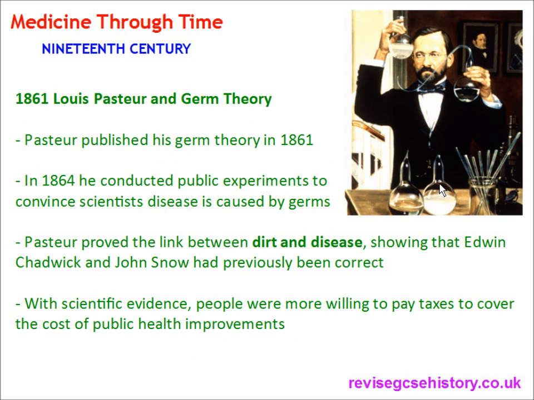So, if you think back to a previous video, we've looked at Louis Pasteur and germ theory. It's relevant bringing his work in here to explain how it was important in the provision of public health measures in the 1800s. So Pasteur published his germ theory in 1861. In 1864 he conducted public experiments to convince scientists that disease is caused by germs. Pasteur proved the link between dirt and disease, showing that Edwin Chadwick and John Snow had previously been correct.